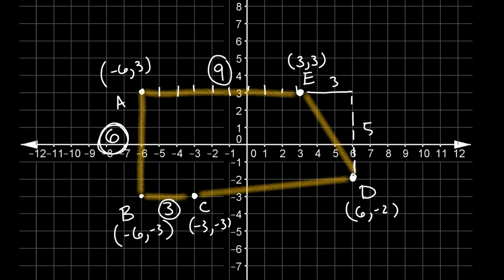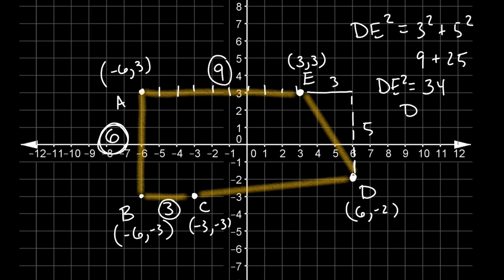So the length of segment DE, right? The length of segment DE squared is equal to 3 squared plus 5 squared. I got to square the 3, I get a 9. This gives me 25. Together this is what, 34? And that's what DE squared is. So the length of DE is root 34. So part of my perimeter is going to be this square root of 34.